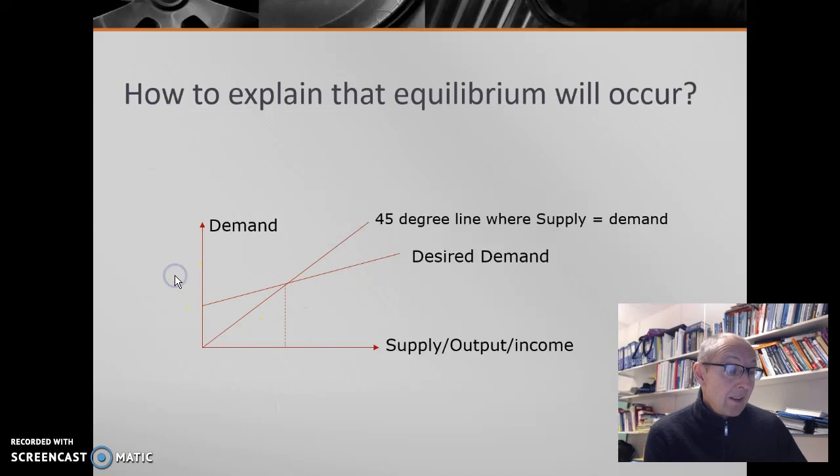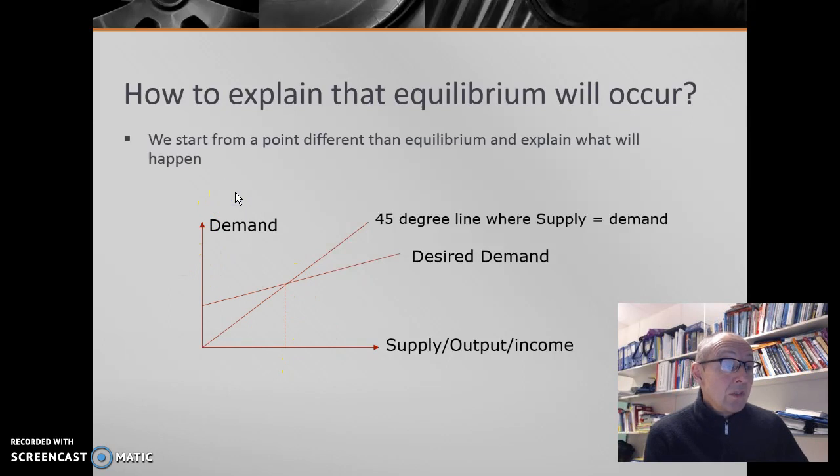But let's add another important thing we do in our models. How to explain that equilibrium will occur? And the answer to this, we start from a point different than equilibrium and explain what will happen. So we say, assume we are somewhere else. We don't explain it like an exogenous variable. We just say, assume we're somewhere else, and then what will happen?